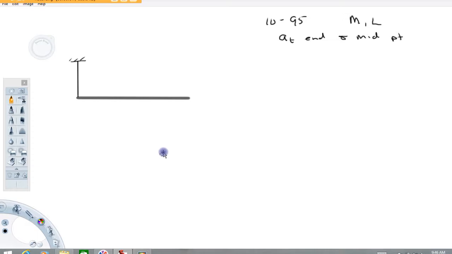I'm making this video to help you out with number 95 in chapter 10 of the University Physics text, the OER text. There is a bar connected by two strings. However, if you look at the picture, there's a pair of scissors cutting the string over here, so I've not even included it in my diagram. The question says to find the tangential acceleration at the end and the midpoint, so the end being here and the midpoint being here.